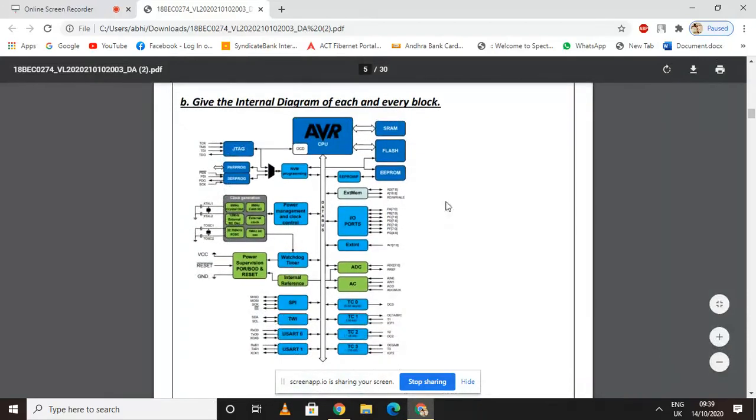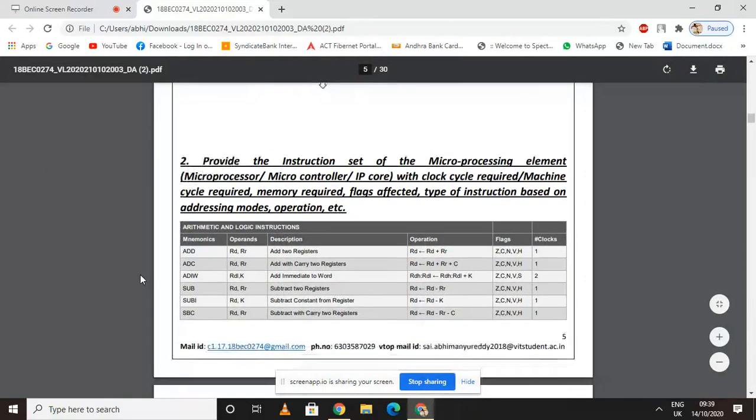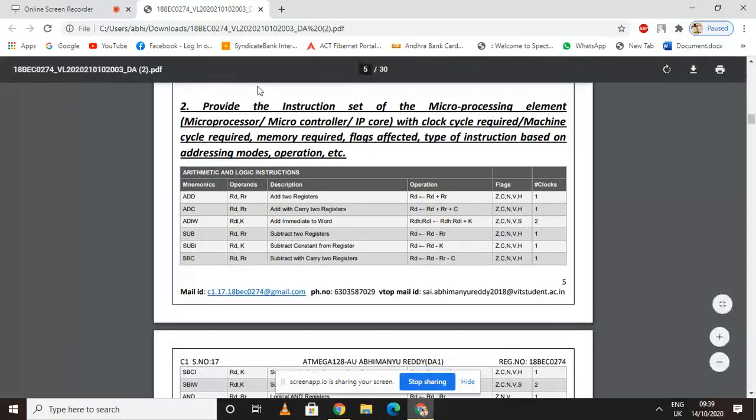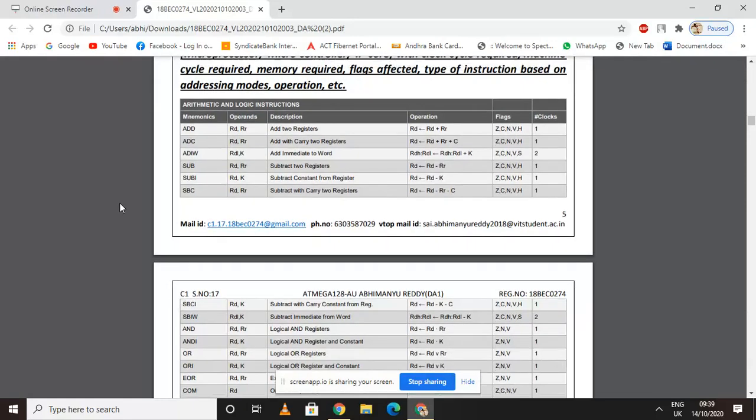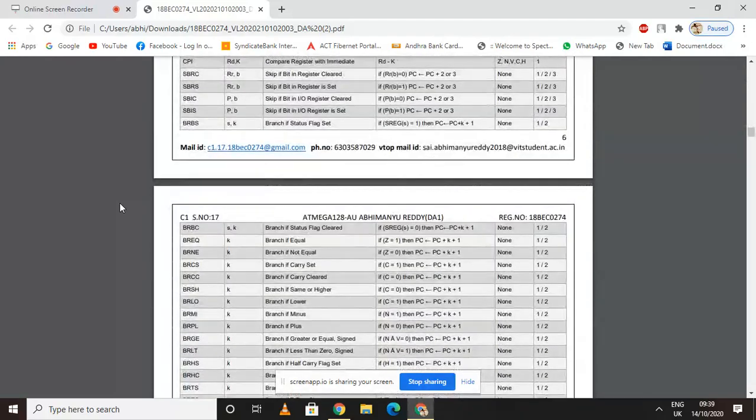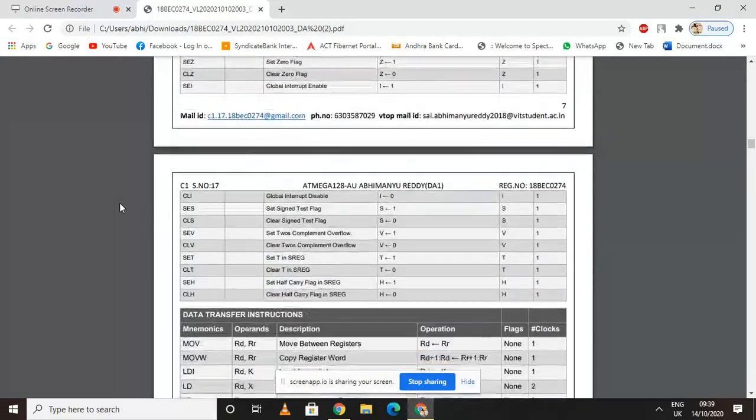is the internal diagram of each and every block that is present in the microcontroller. And here, this is regarding providing the instruction set of the microprocessing element with the clock cycle, machine cycle, the memory required, and the flags affected. These are the various instruction sets that have been acquired from the datasheet of Atmega128A AU. So these are all the instruction sets.